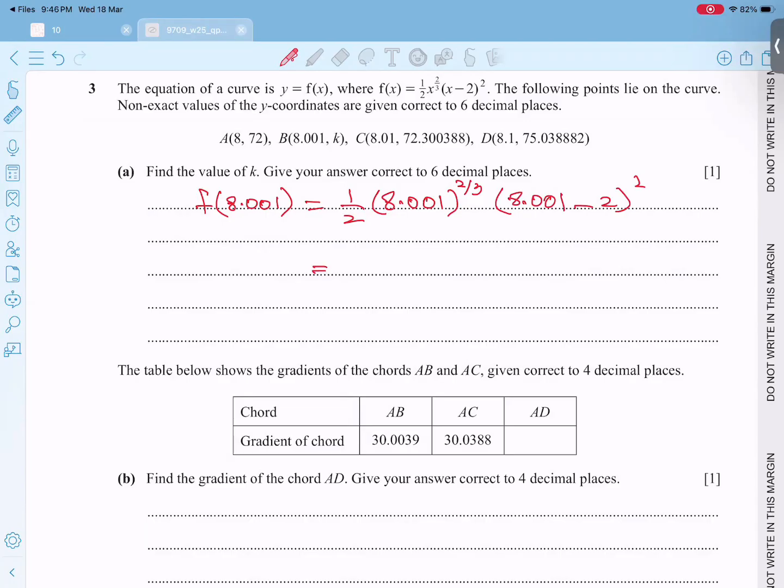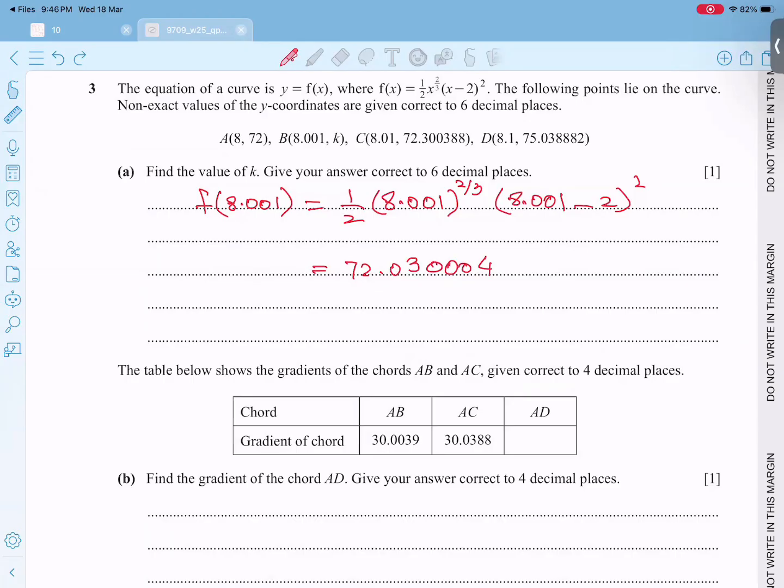8.001, correct. And when I plug it into the calculator, I get 72.0300. He said 3 dp, so 72.030004, and this is my final answer. Next part, students: the gradients of the chords AB and AC in 4 decimal places is clearly mentioned.